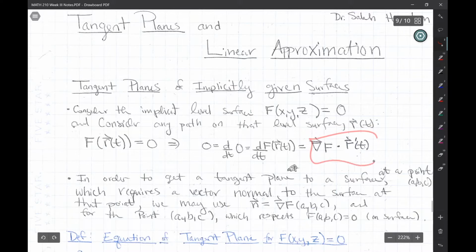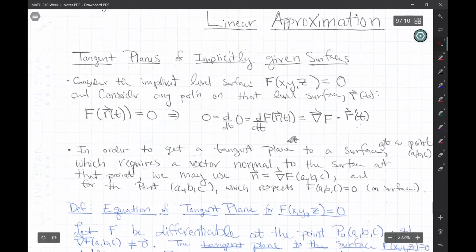And what does it tell you? That the gradient is orthogonal to tangents to the level surface, or said more informally, the gradient of a function of three variables is orthogonal to the level surface, right? The surface that we have given implicitly.